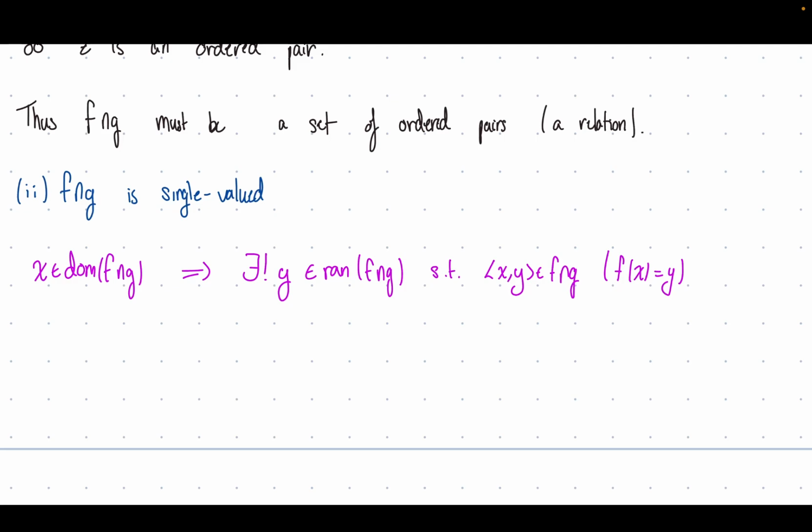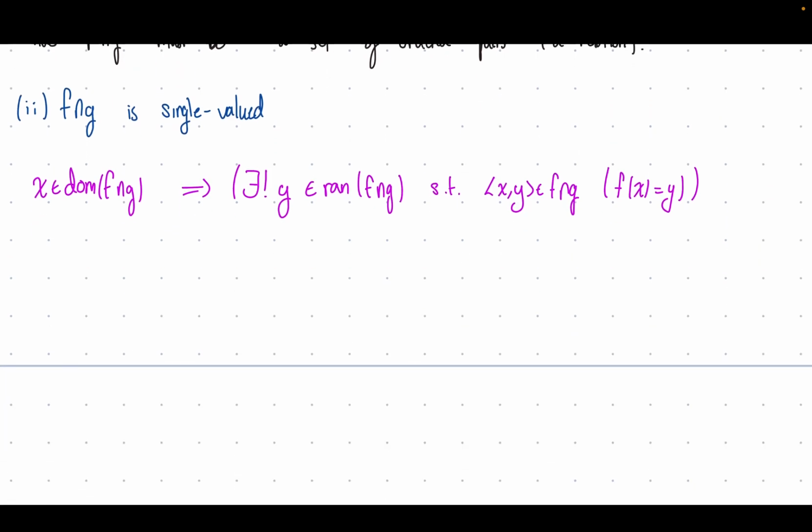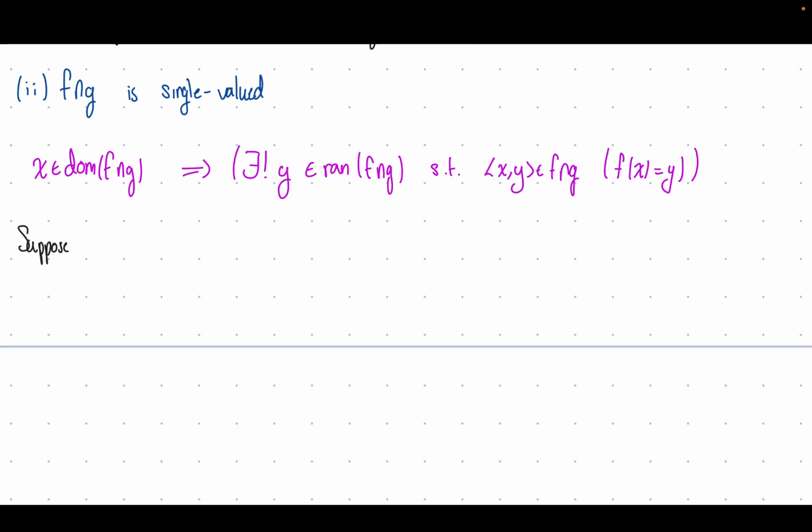It might be clearer written out this way. This is what the assertion looks like. We're trying to prove that assertion. So now we're going to suppose x is in the domain of f intersect g. Then just by that virtue, there must exist some y in the range of f intersect g such that x comma y is in f intersect g.